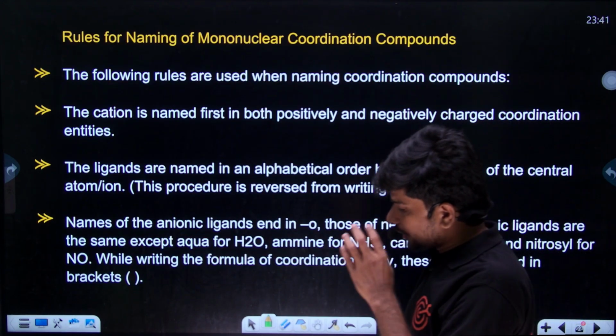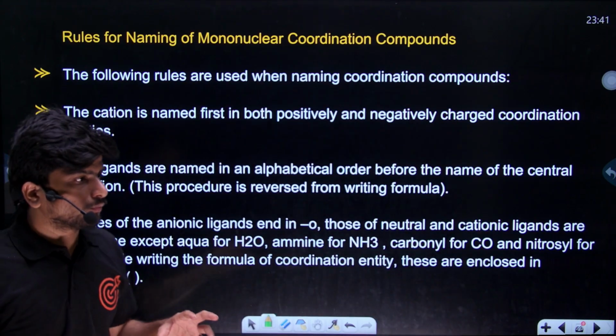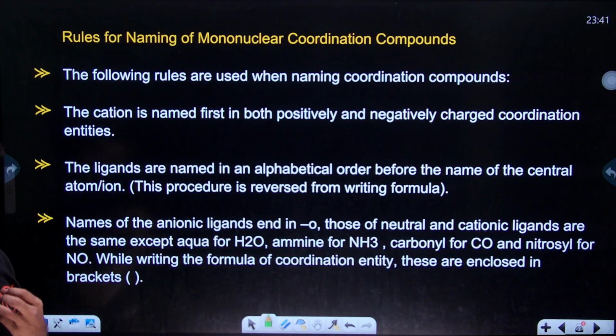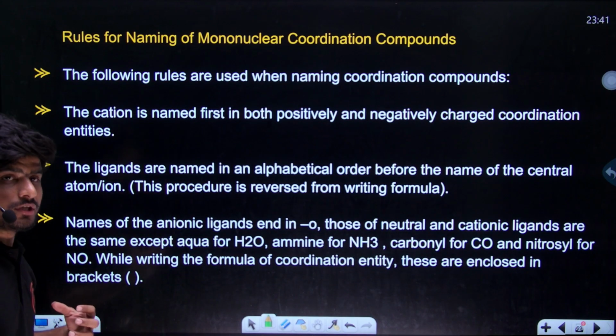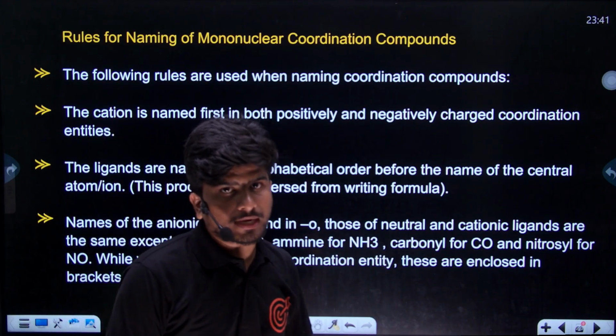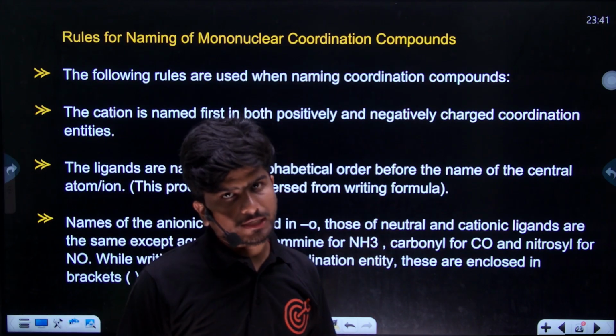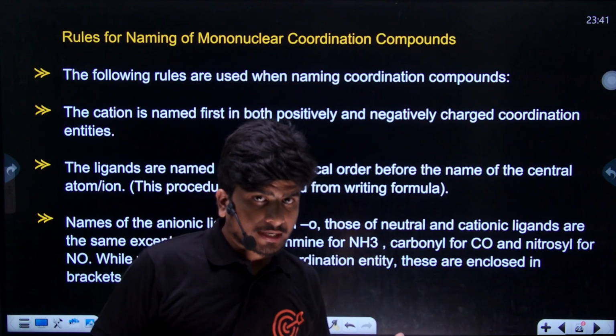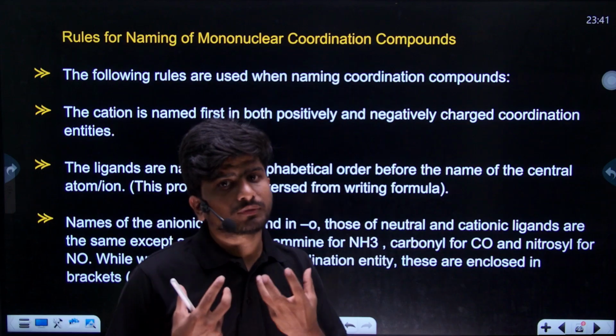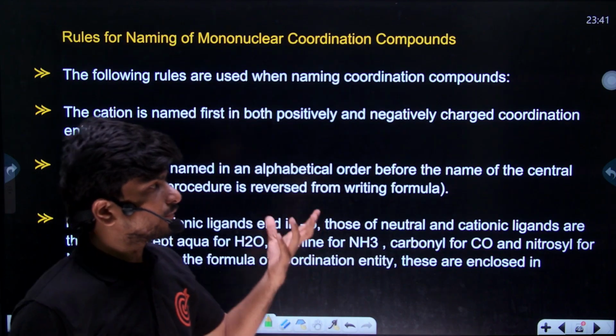Now the following rules are used when you want to name the coordination compound. So how do you want to name it? You need to identify whether they are anions or cations, which is the anionic part and which is the cationic part. How do you write their names? We'll be understanding them.